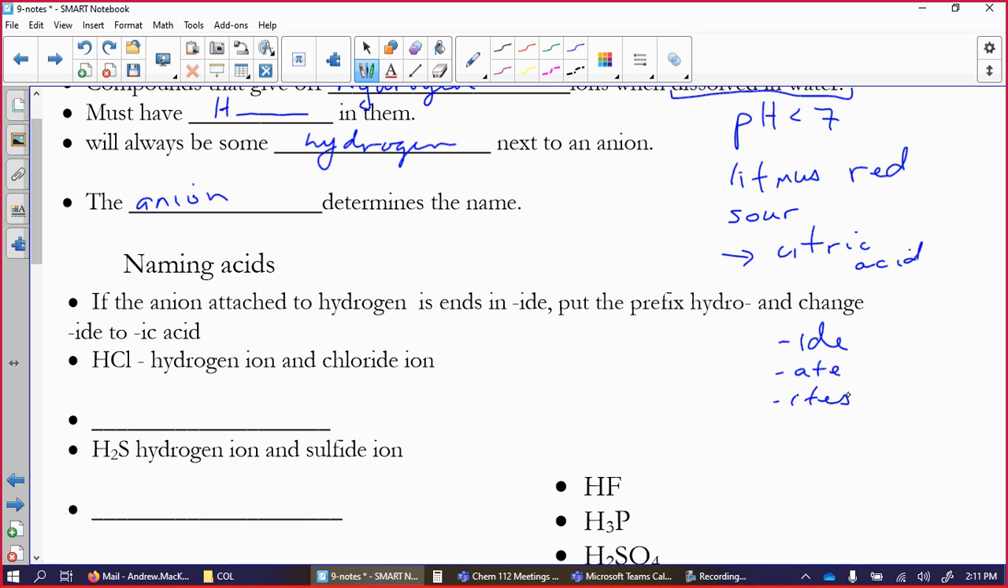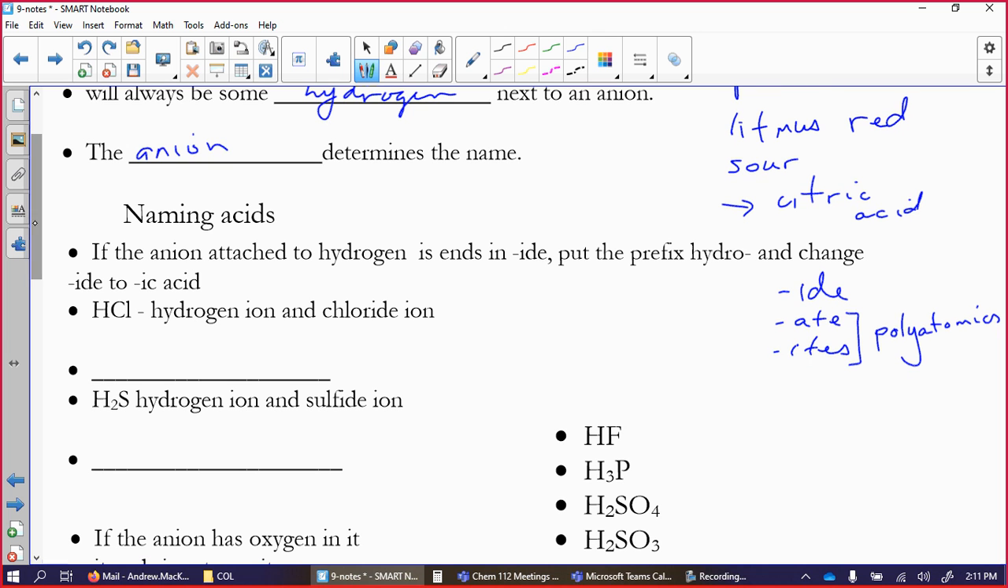And depending on which one, that's what we have to be able to identify. Is it an ide, of which most come from the periodic table? These ones are always going to be polyatomics. So depending on what it is, we name things differently. So we have this bit, the anion attached to hydrogen ends in ide. We put hydro at the front and change the ide to ic, and then put acid at the end.